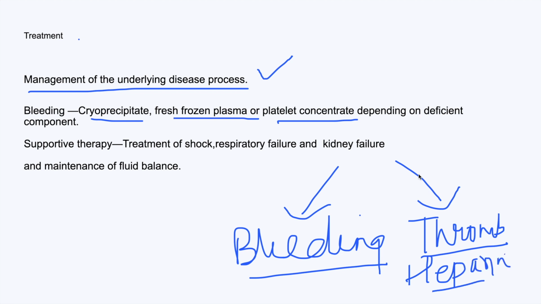Then the main thing is, firstly you will try to manage the underlying disease process and give supportive treatment. That means because of DIC there is end organ damage going on, so if there is shock, we want to treat that. If there is kidney failure going on, we have to treat that. We have to maintain the fluid electrolyte balance. So these treatments are given more priority.